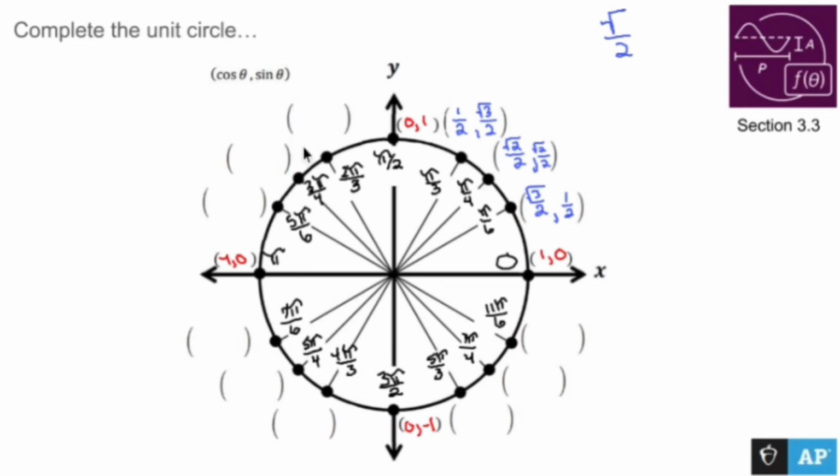But I know that this is quadrant 2, which means the x values are going to be negative, but the y values remain the same. So you are negative 1/2, root 3 over 2. You are going to be negative root 2 over 2, regular root 2 over 2. You are going to be negative root 3 over 2, 1/2.